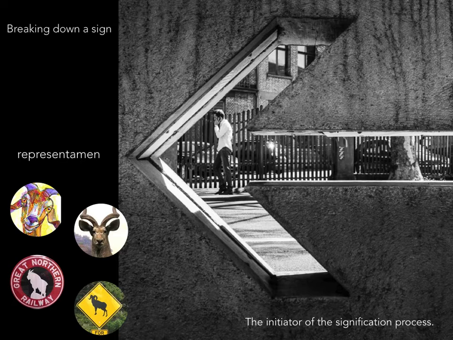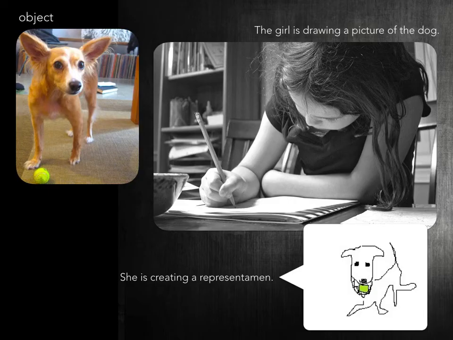It can be a piece of media, a photograph, a sign such as a street sign, a drawing, an image on television, or even one on the web. What the representamen refers to, Peirce calls the object. The object is what is represented.